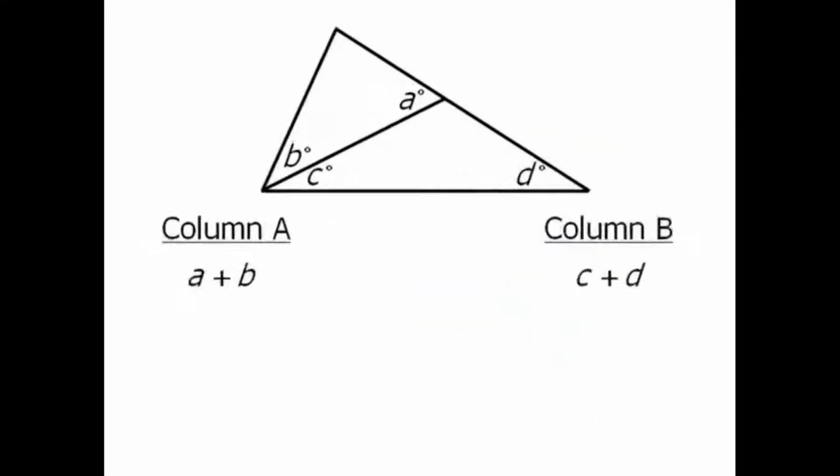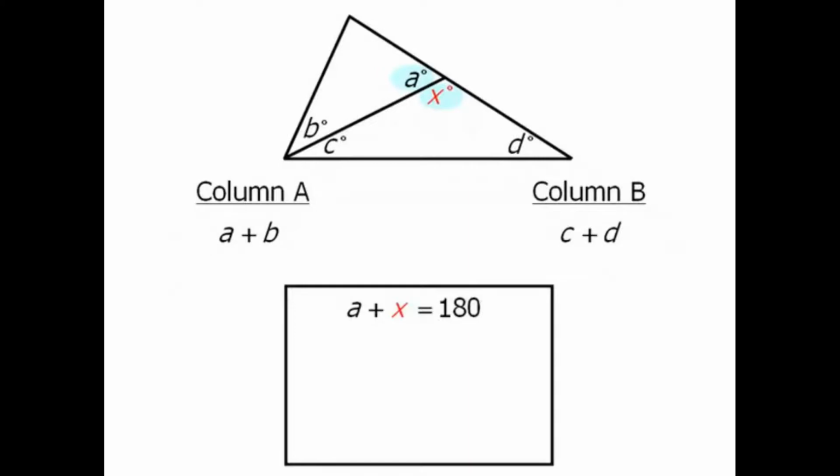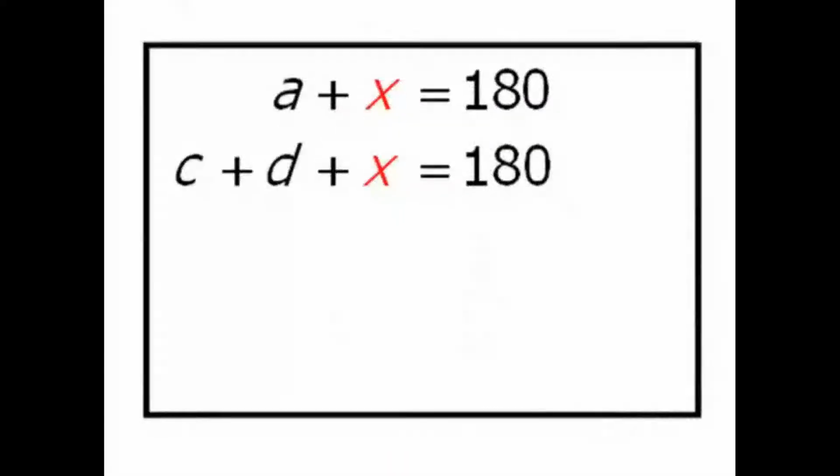Alright, to begin, let's let this angle right here equal x degrees. Now since we have two angles on the same line, we know that their sum must be 180 degrees. So as such, we can write the following equation. Now notice that we have three angles in a triangle, and their sum must be 180, so we can write this equation. Now notice that we have two equations here, both set equal to 180.